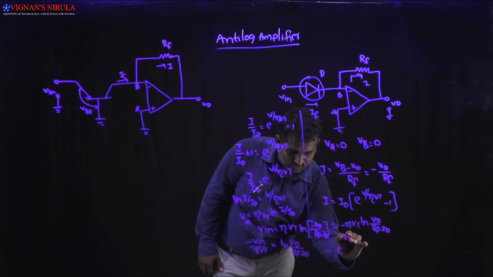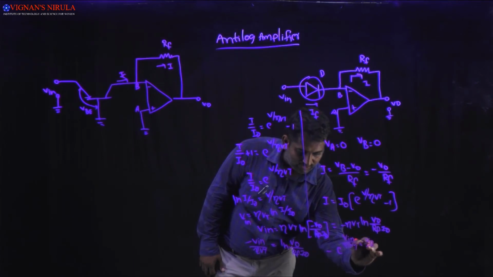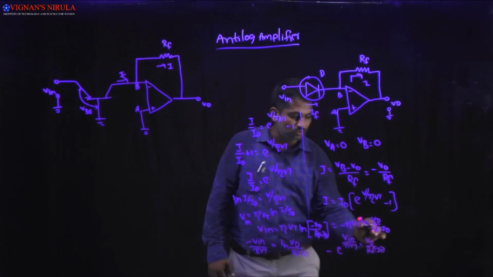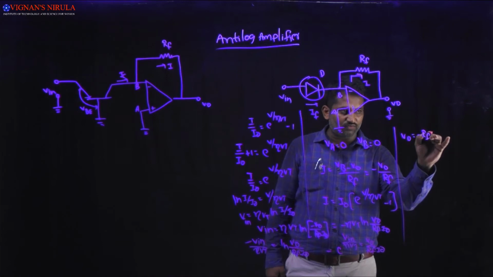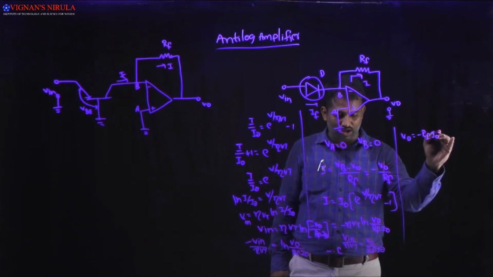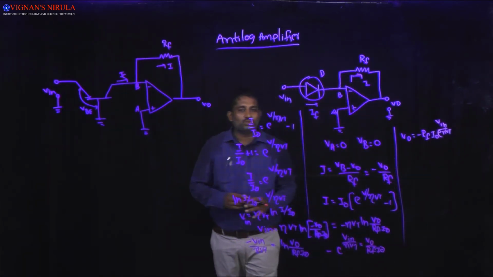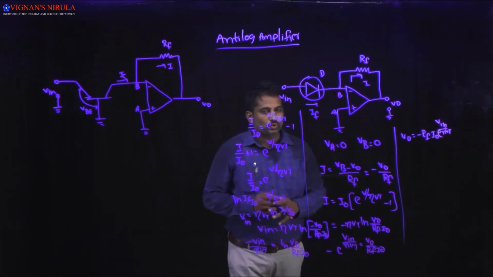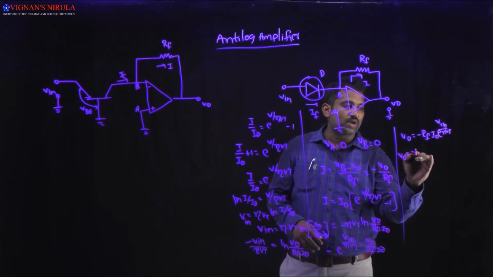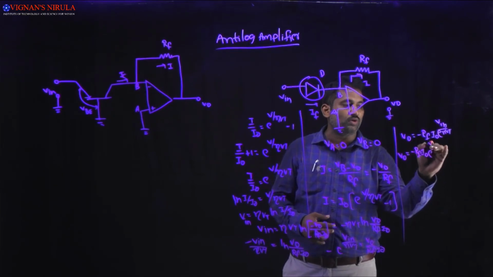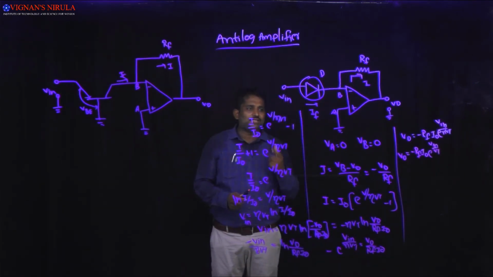minus of Vin divided by eta into Vt will be equal to V naught divided by Rf into I naught. So from this what we will get is V naught will be equal to minus of Rf into I naught into e to the power of Vin divided by eta into Vt, where eta is equal to 1 for germanium and eta is equal to 2 for silicon. So finally, if we are assuming it as a germanium, so minus of Rf into I naught into e to the power of Vin divided by Vt, which is nothing but output voltage of the anti-logarithmic amplifier.